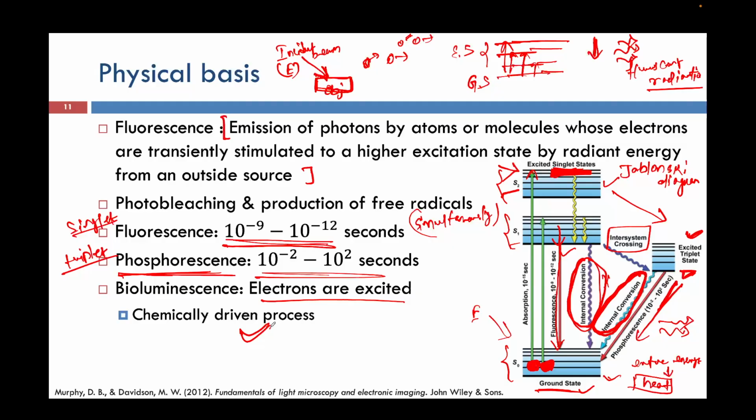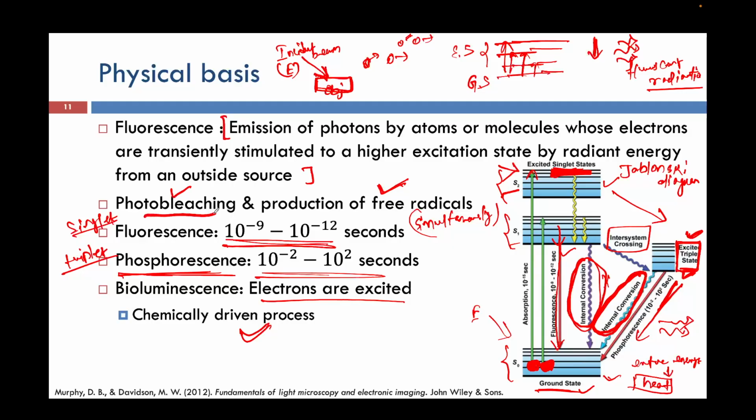Okay, and we have to be aware of this excited triplet state. In this excited triplet state, there are two phenomena which can take place. One is photobleaching, and another is production of free radicals. Production of free radicals means the production of unpaired electrons, and there is another process called photobleaching. We'll see what photobleaching means.